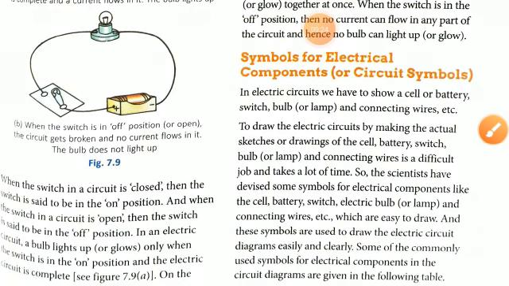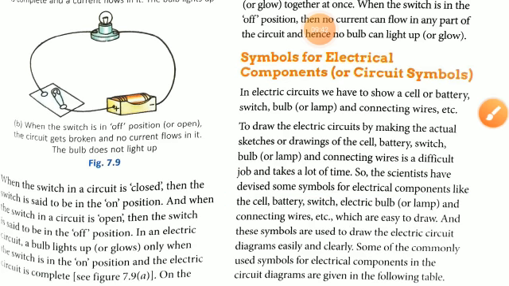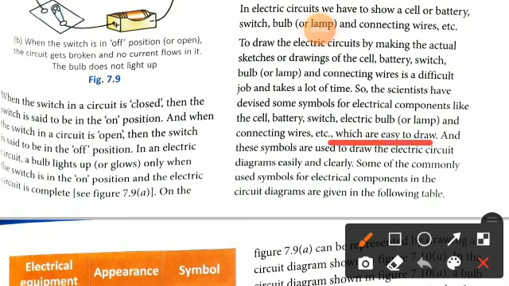To draw the electric circuit by making actual sketches or drawings of the cell, battery, switch, bulb or lamp and connecting wires is a difficult job. Clear? So the scientists have devised some symbols for electrical components like the cell, battery, switch, electric bulb and connecting wires, etc., which are easy to draw, and these symbols are used to draw electric circuit diagrams easily and clearly.